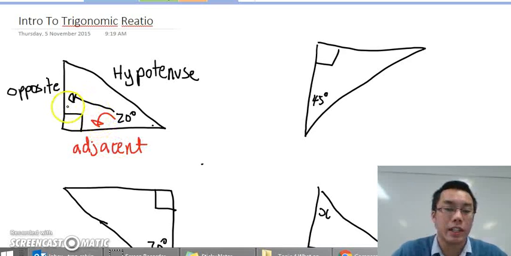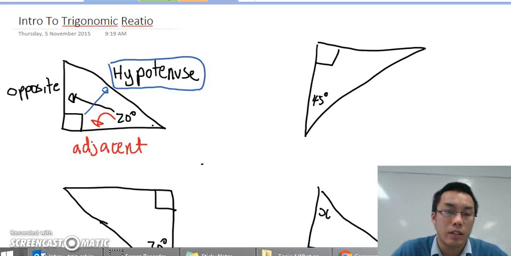So to reiterate, the side that is across from the right angle is called the hypotenuse, and is the longest side in a triangle. The side that is opposite the angle is called the opposite, and the side that is nearby the angle is what we call the adjacent.